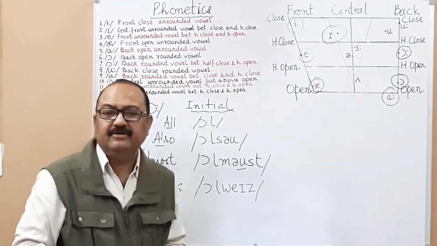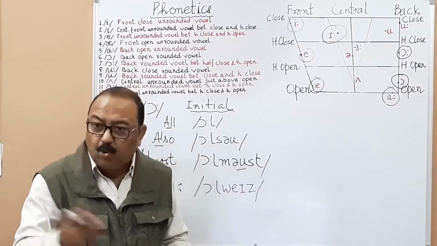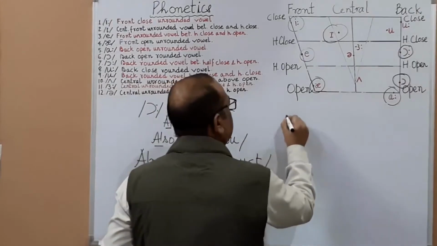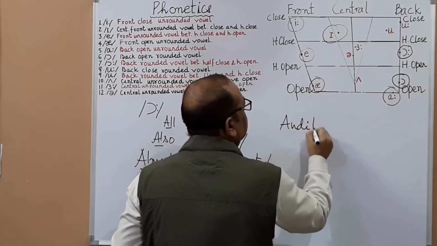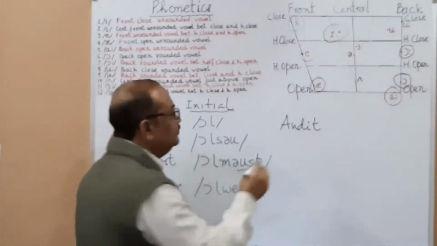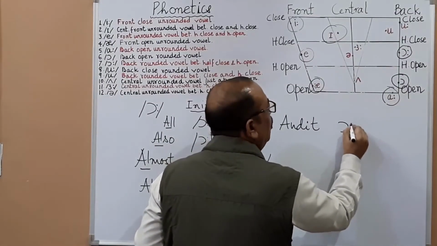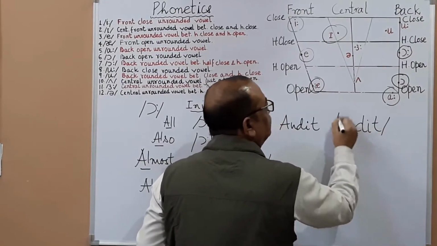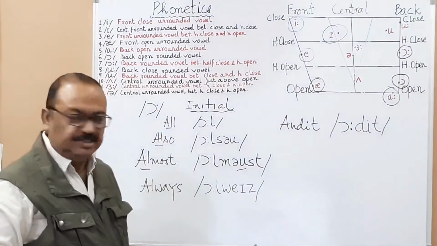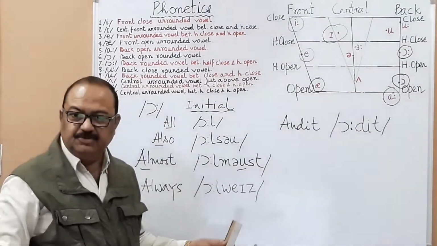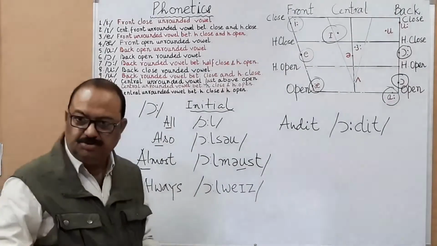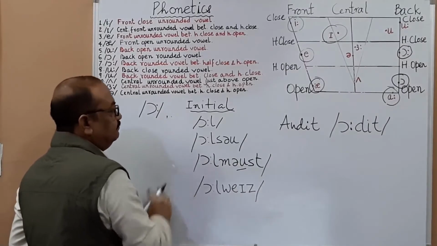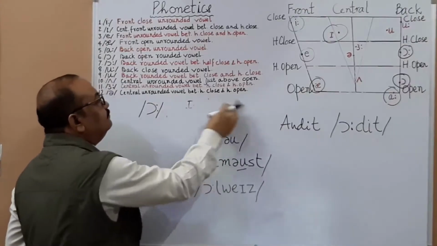One more example you may take, a small word, audit. How do you write it? O. This is very simple to write. And did. Audit. This is how we write it. So you understood this initial position? Yes, sir. We will move on to the medial positions now. Is this fine? Yes, sir. Shall I rub it off? Yes, sir.